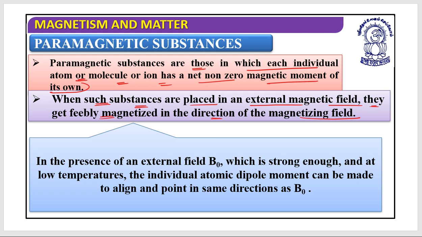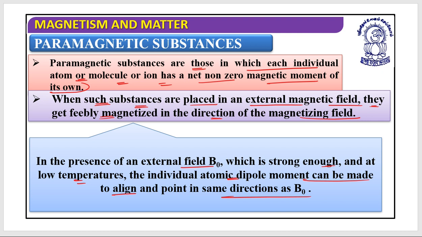So in the presence of an external field B naught which is strong enough, and at low temperatures, the individual atomic dipole moments can be made to align, and they will point in the same direction as B naught. So the net or total magnetic field will increase when they are placed in an external magnetic field. Hope this is clear. Is it?